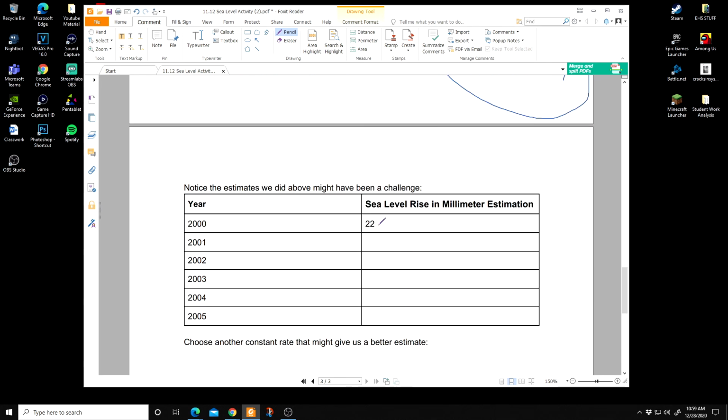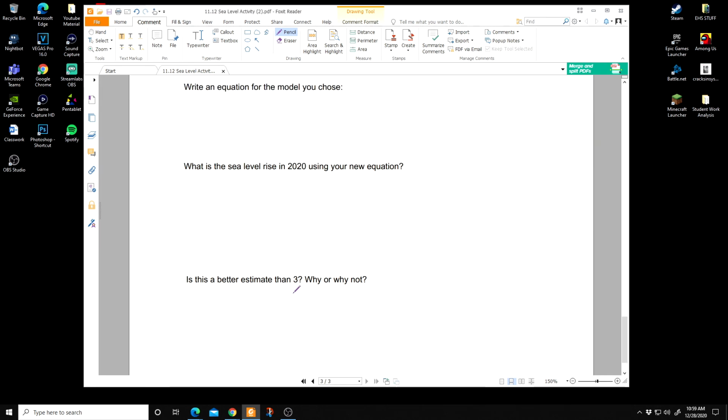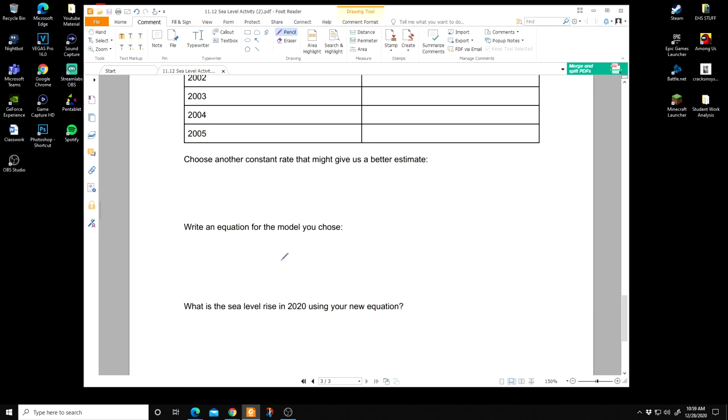So you need to pick a constant growth rate that you're going to add by that's going to give you a better estimate. And then you're going to answer these questions down below here. So that is what you're in charge of. That was our first graded assignment. So you should be set up now to go ahead and finish this activity.